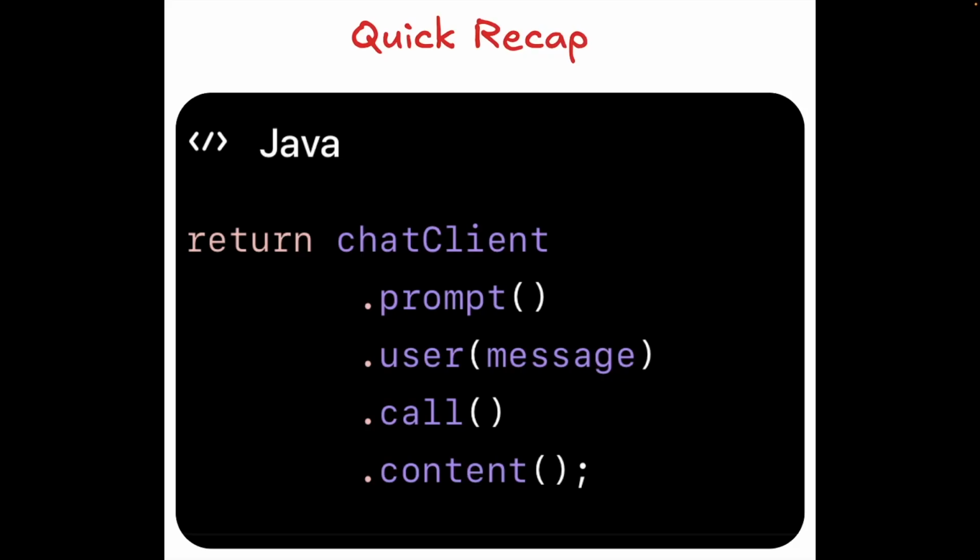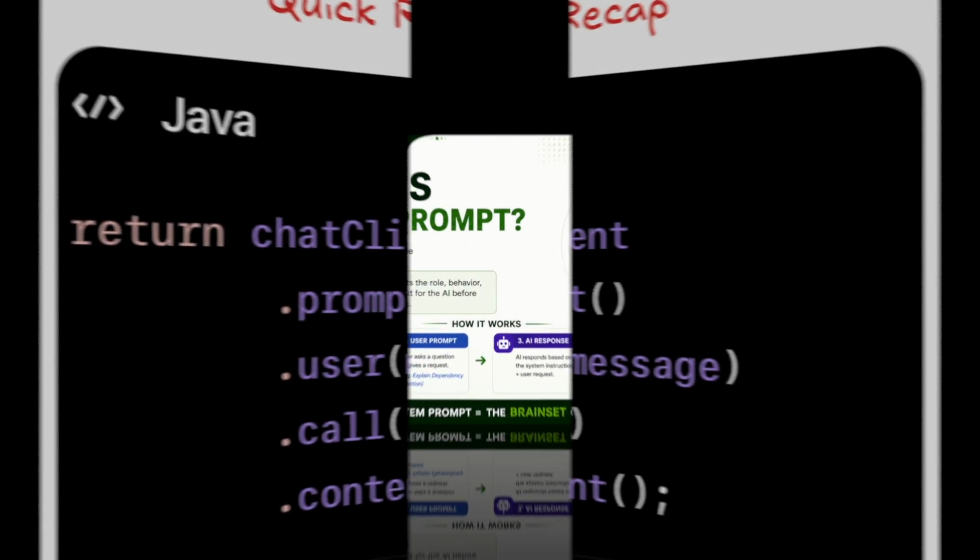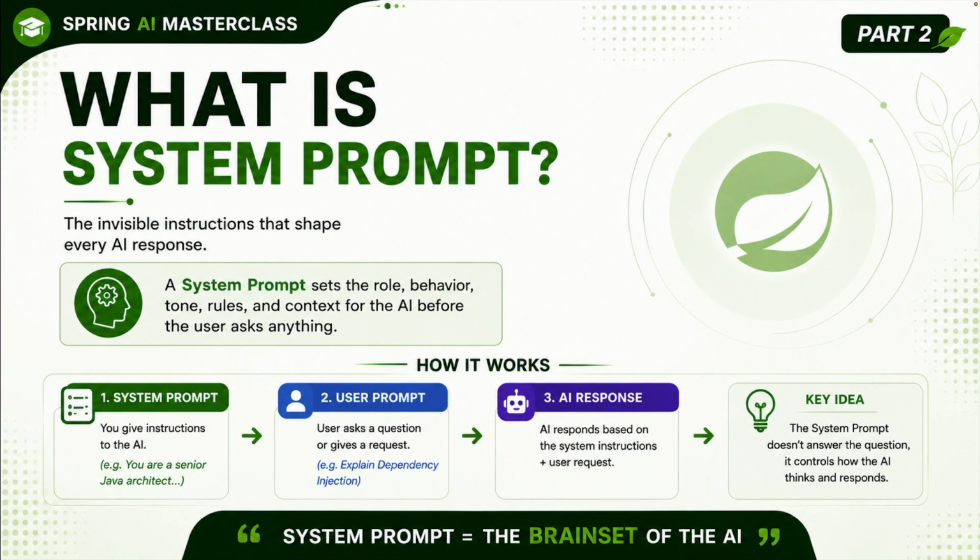Now imagine I always want the model to behave like a senior Java architect or a Spring Boot expert or a coding mentor or an interviewer. How do we achieve that? That's exactly what system prompts are designed for. So what is a system prompt?